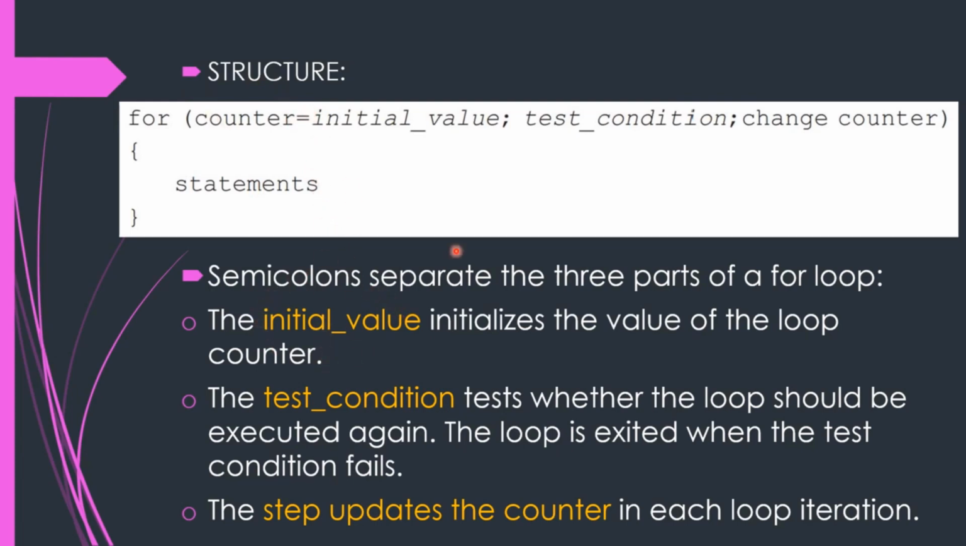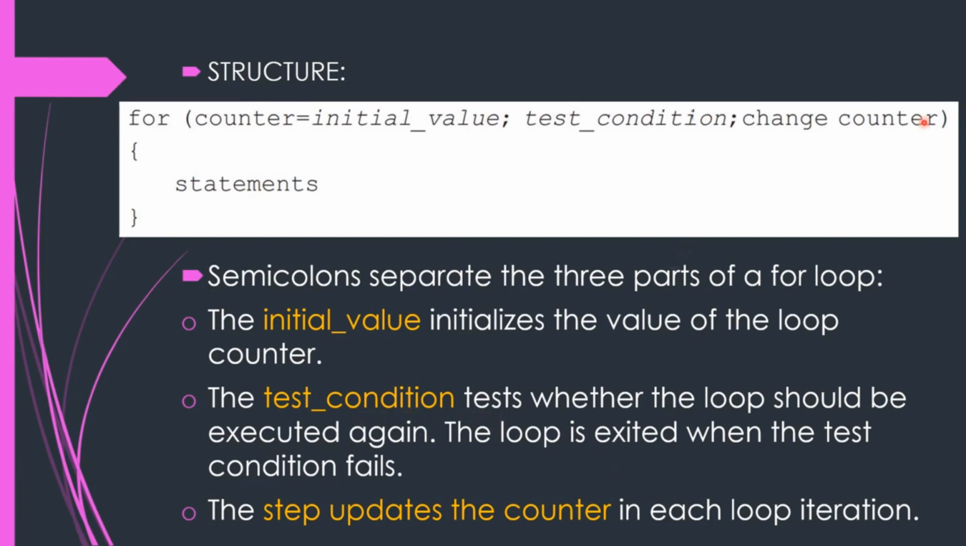Then in the second step, there is the test condition. We have already studied the test condition, that it is evaluated, and on the basis of the evaluation we execute or do not execute the body of the loop. So here also the same thing happens. The test condition tests whether the loop should be executed again. The loop is exited when the test condition fails. So if the test condition evaluates to true, then the loop is executed again, whereas if it is false, then the loop is exited.